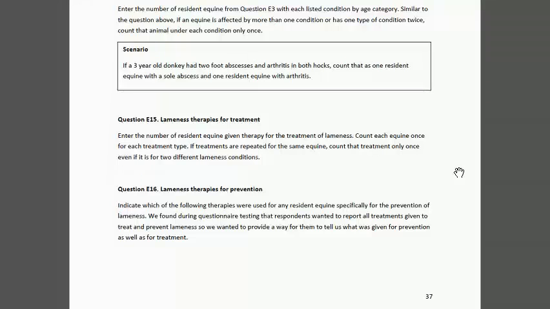If it's just getting old and they want to prevent it from having a lameness problem due to arthritis or whatever, that would be considered prevention if it had not yet been diagnosed. And so we want to capture that on this last question, not quantitatively, but simply yes or no, do they use these things in their resident horses to prevent lameness?